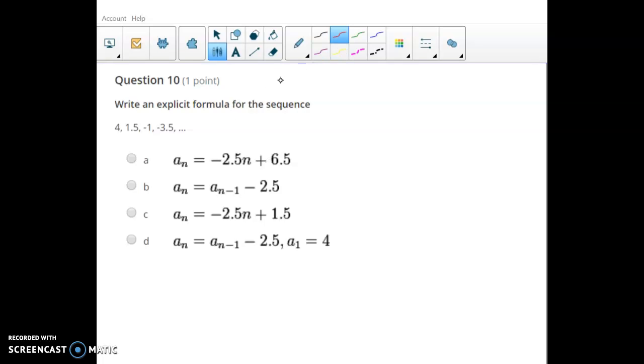All right, this is to help with 9.5 day 1, question number 10. It says write an explicit formula for the sequence. This is kind of a review one. There'd be two explicit formulas.